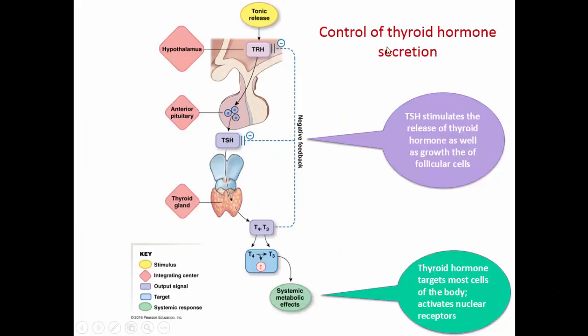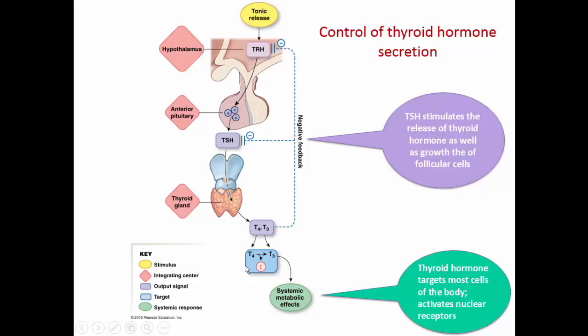Let's now look at the control of thyroid hormone secretion. We have constant neural input to the neurons that produce thyrotropin releasing hormone. The neural input stimulates secretion of thyrotropin releasing hormone. This travels in the circulation to the anterior pituitary gland and stimulates specialized cells within the anterior pituitary gland to secrete the hormone TSH, or thyroid stimulating hormone. TSH then targets the thyroid gland and stimulates release of the thyroid hormones T3 and T4.